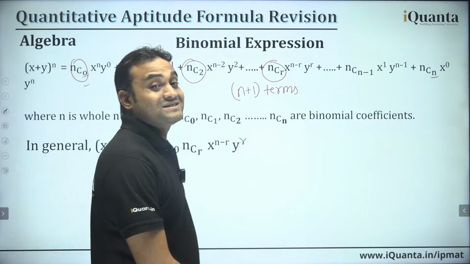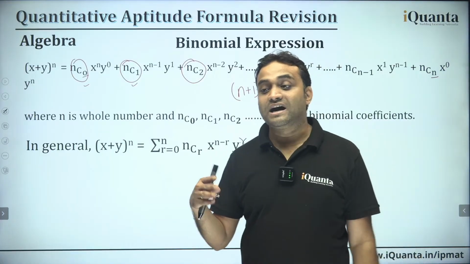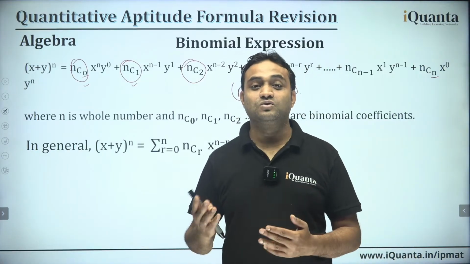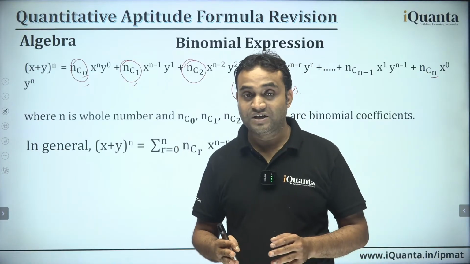Okay, this is the general term. You can take r is equal to 0, you get a term. You can take r is equal to 1, another term, r is equal to 2, then the next term, till what? You can take r is equal to n, then you get the last term. Okay.